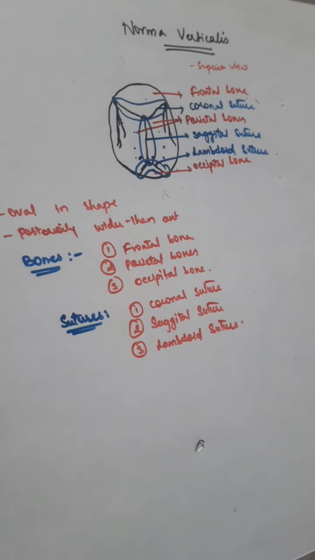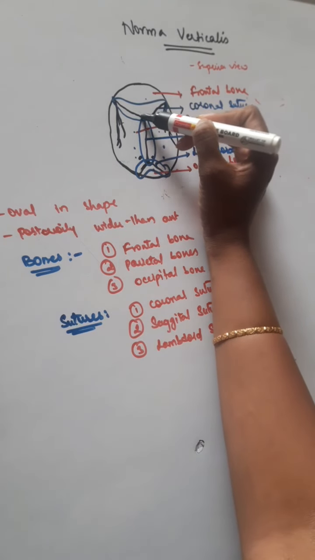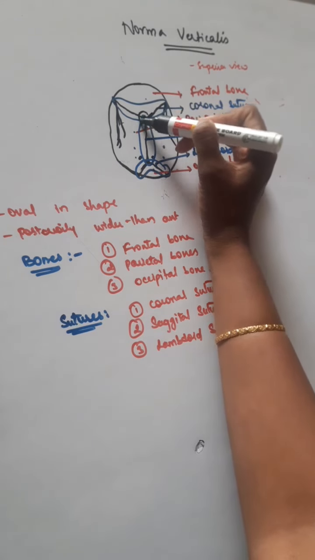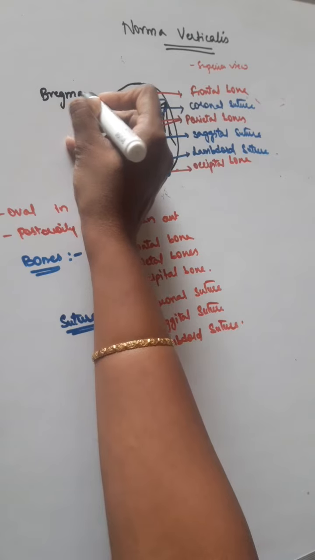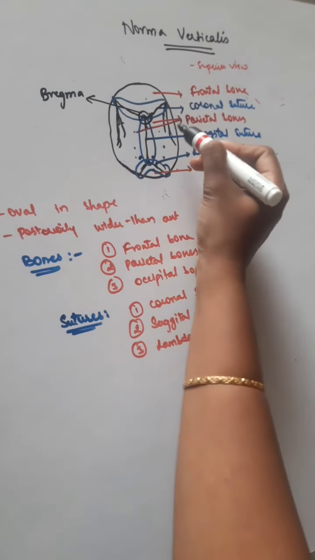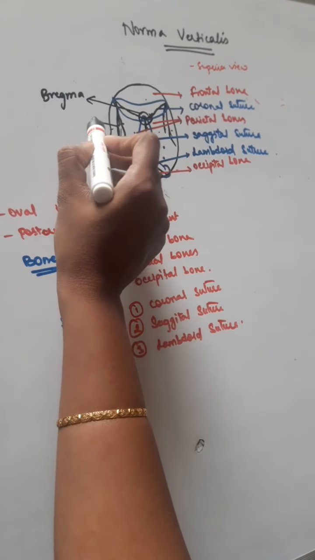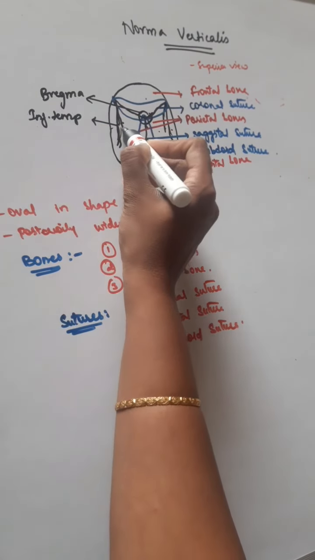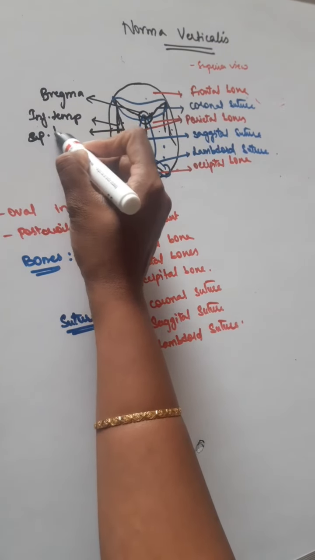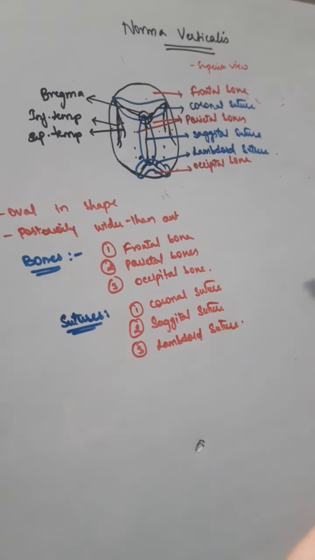Now what are the other structures that can be seen? The other features that can be seen are the point where the coronal suture and sagittal suture meet. This point is known as bregma. And these two lines on each side are the temporal lines. The lower one is inferior temporal line and the upper one is the superior temporal line. We will discuss all these features in detail, but first let's name them.